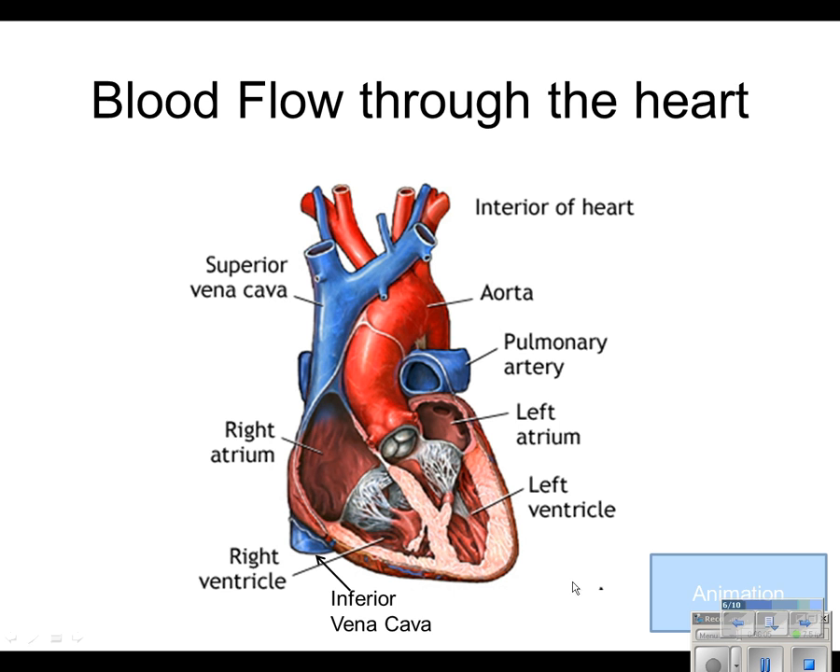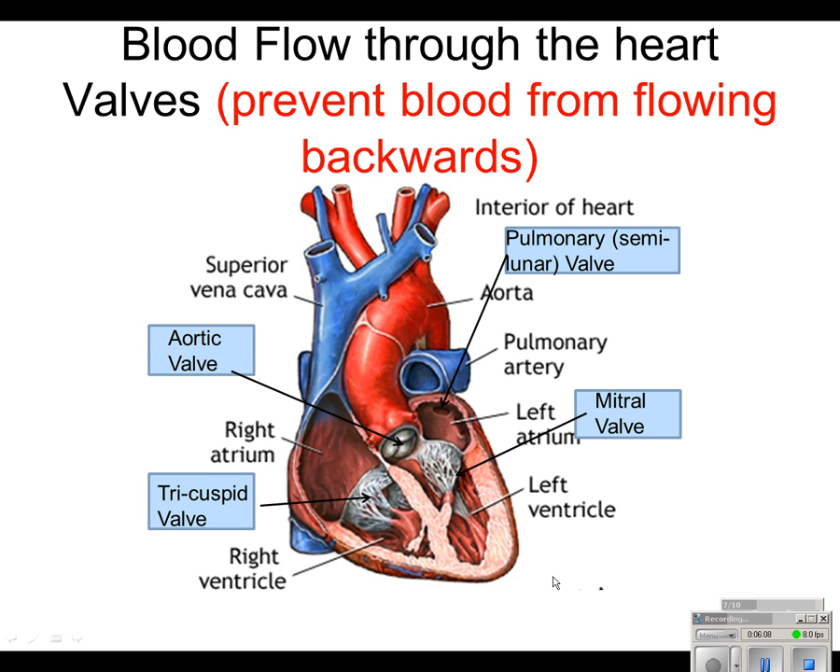Now, I mentioned the valves, and their job is to prevent the backflow of blood. We don't want it to go backwards. We always want to keep it forward. And there's a valve, which is called a tricuspid, because it has 3 flaps, in between the right atrium and the right ventricle. And then the mitral valve is between the left atrium and left ventricle. There's an aortic valve from the left ventricle into the aorta, and the pulmonary or semilunar valve, which is the valve going to the pulmonary artery from the right ventricle.